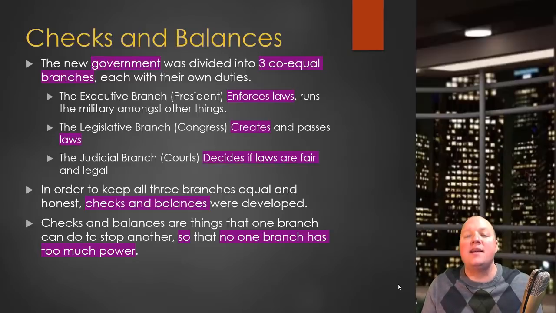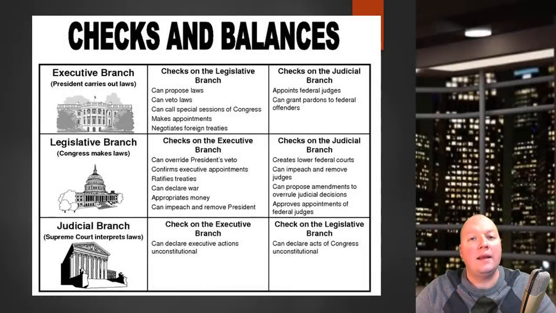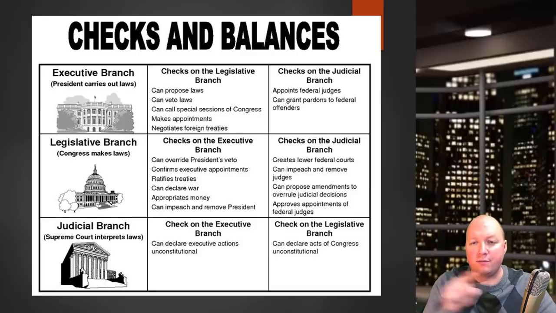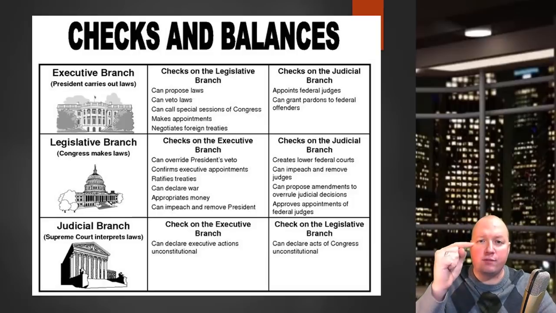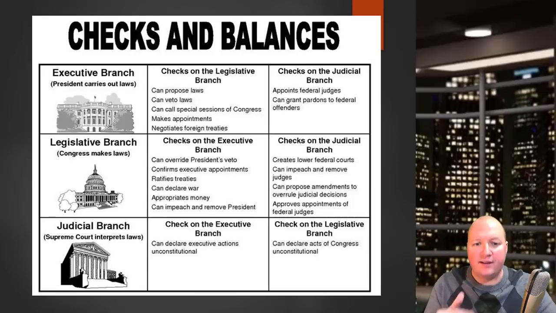So now let's take a look at some of those checks and balances. Here's a chart that just shows some, but not all, of the checks and balances. So this grid goes in three directions. First, we've got the three branches going from top to bottom: the executive branch, legislative branch, and judicial branch.